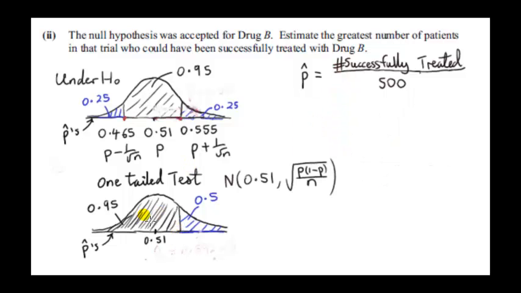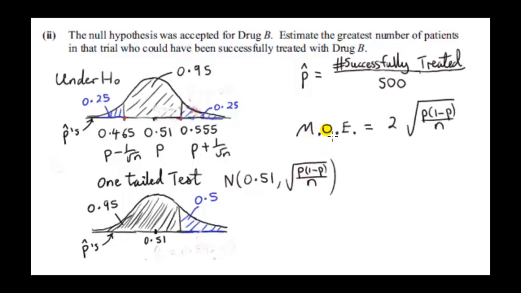As I explained in the previous video, our distribution of the p hats, all the sample proportions, is approximately normal, with mean equal to the population proportion, 0.51. We're assuming the null hypothesis is true, so the population proportion is indeed 0.51. And the standard deviation is given by this quantity here.